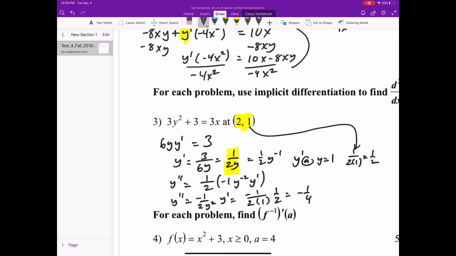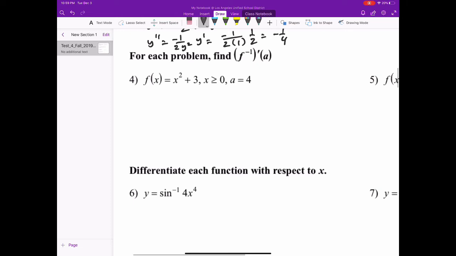Okay, let's go ahead and move on to problem number 4. For each of the problems, we're going to look for the inverse function. Inverse at a. Remember that this a value here is really the y value because that's the inverse function. So this 4 here is really the y value. Remember, y is really f of x. So we need to find our x value because remember, this identity, if I go and rewrite up here, is equal to 1 over f prime at our x value. In this case, that's going to be my x value.